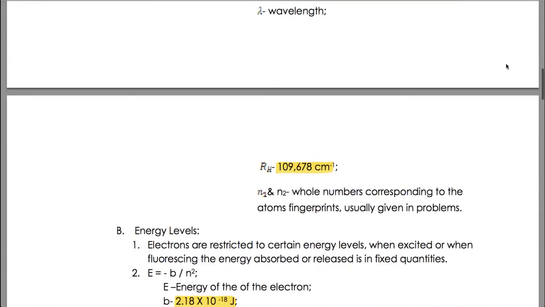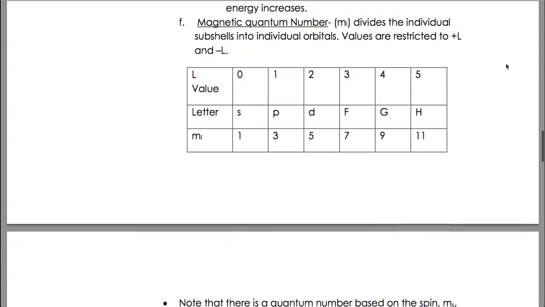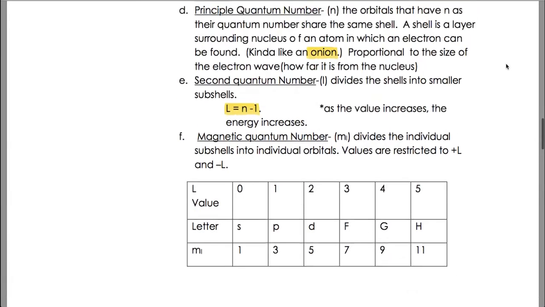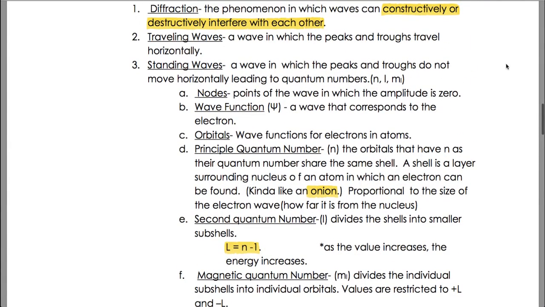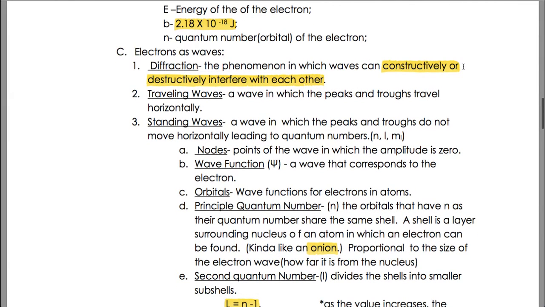Today we're going to look at the concept of orbitals and electrons that travel through these orbitals. Before we talk about electrons and their orbitals, let's talk about electrons as waves.